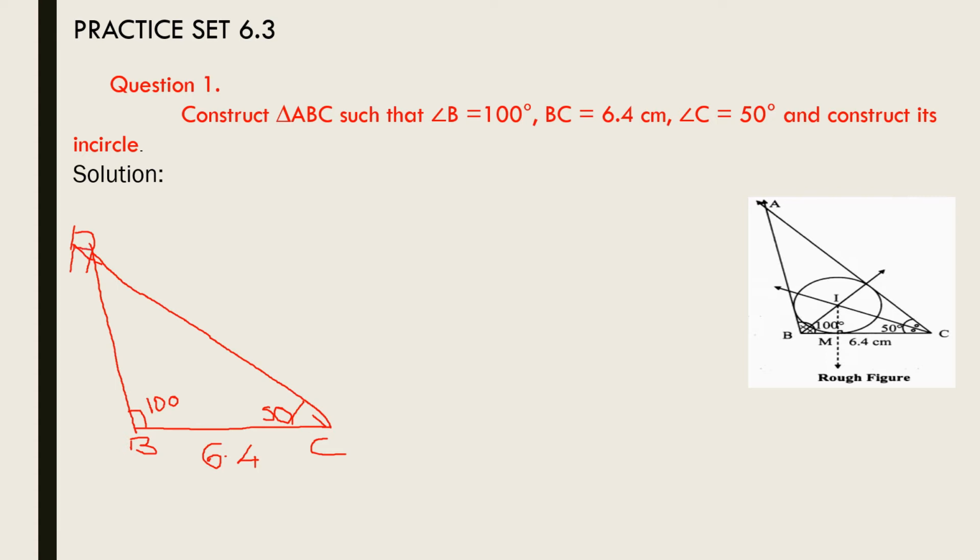Triangle ABC. And draw the bisectors of angle B and angle C. How to draw the angle bisectors? The compass pointer pointing to B with any convenient radius, draw the arc on two sides of the triangle. Convenient radius. And after that, the compass pointer pointing to this arc, draw the arc here. Same radius, draw the arc. These two arcs are intersecting at a point and join it with the B.